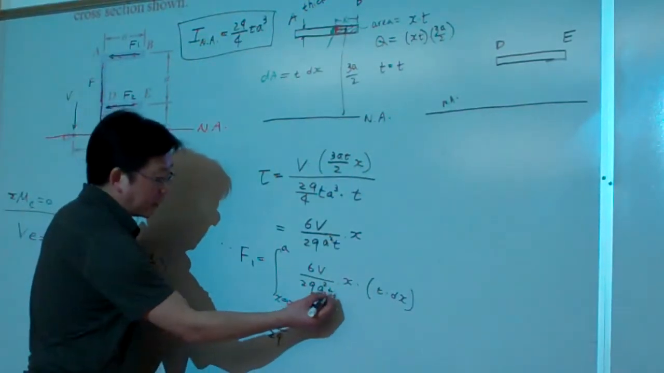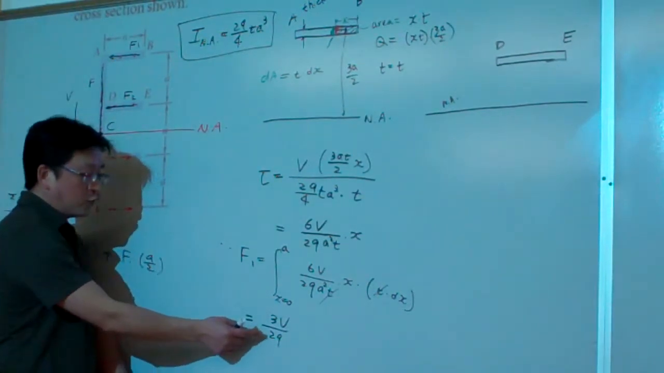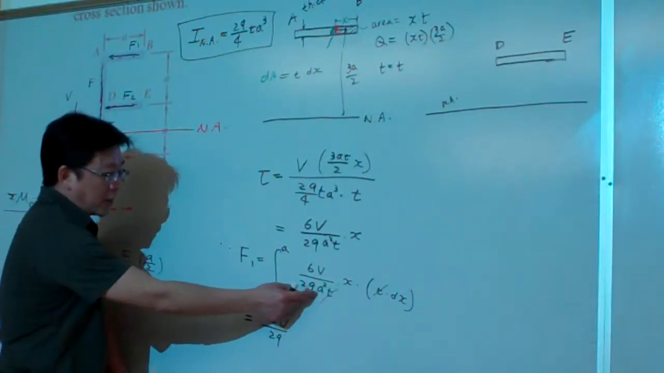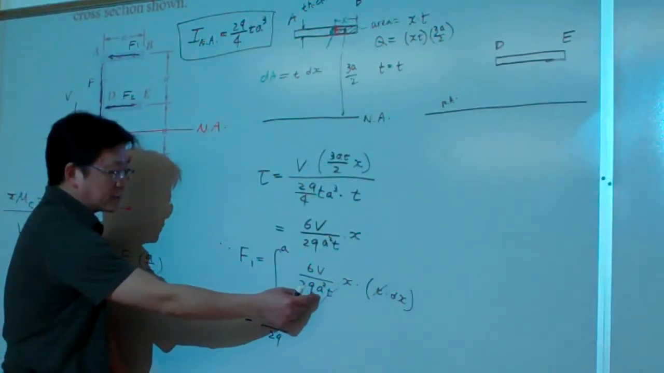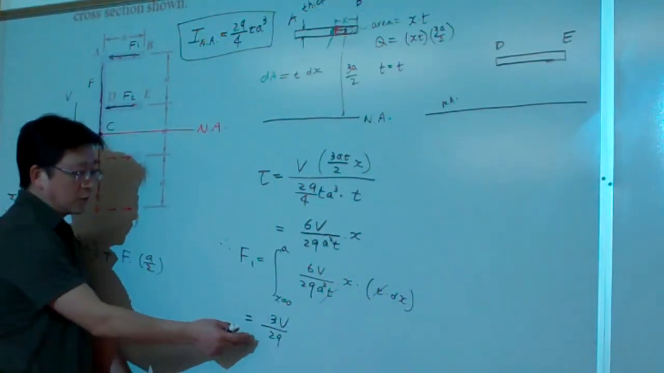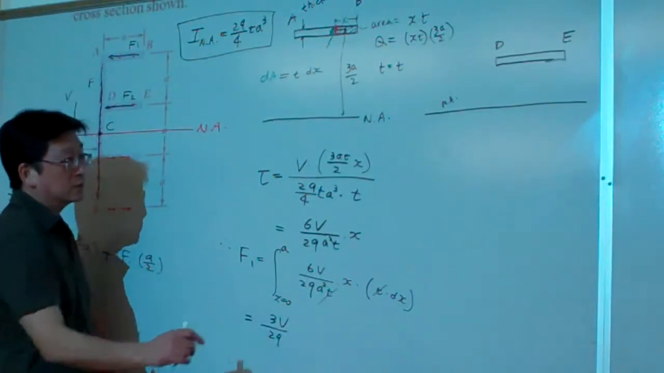The t can be cancelled, so t won't enter into this final result, and the a squared will be cancelled by the integration of x. So actually a won't appear here. This is the final form in terms of V.